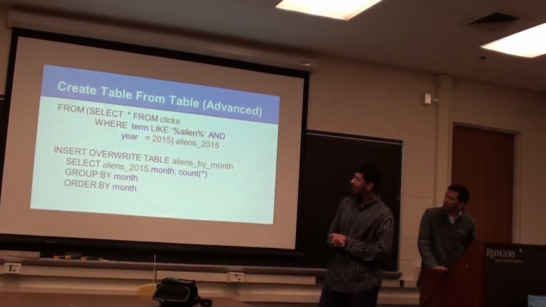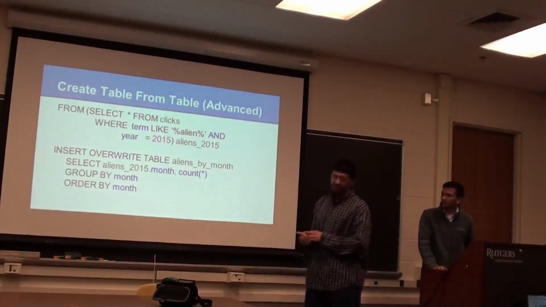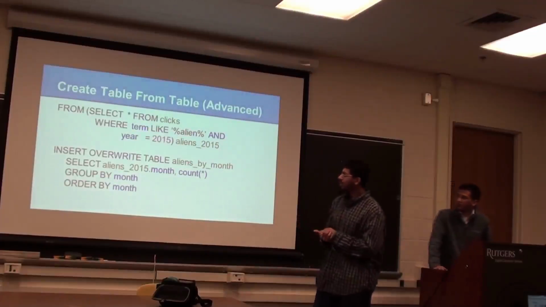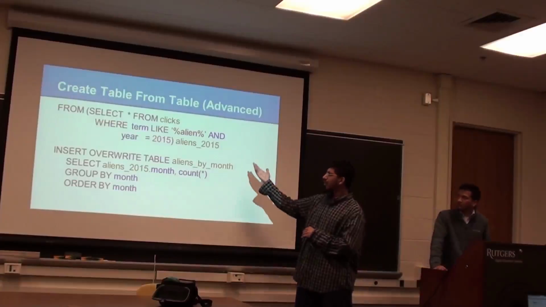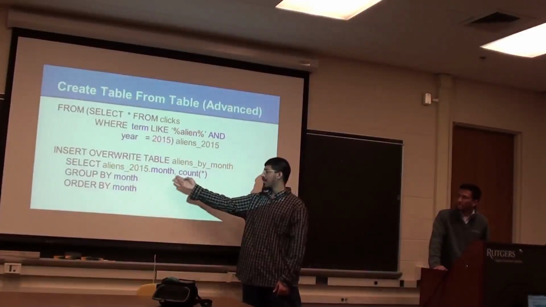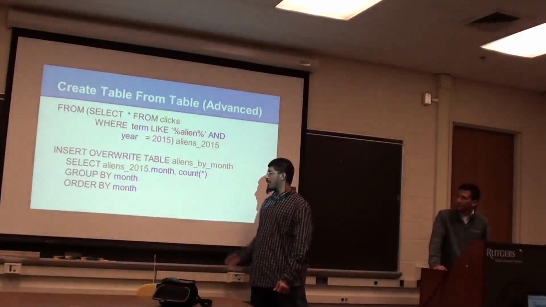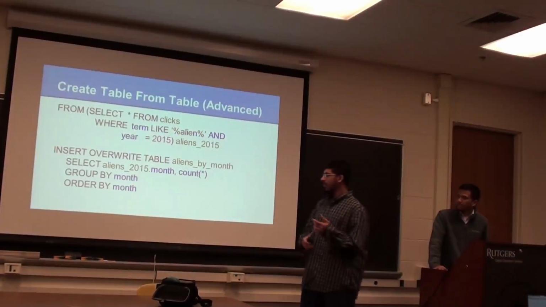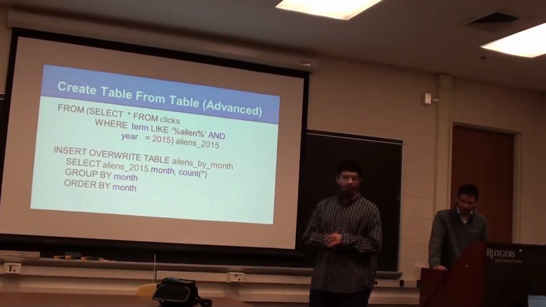Okay. Here I'm just giving examples of what you could do with this. Here you find all the terms where it's alien 2015, and you could find how many times the term alien appeared every month. Does anyone have any questions?